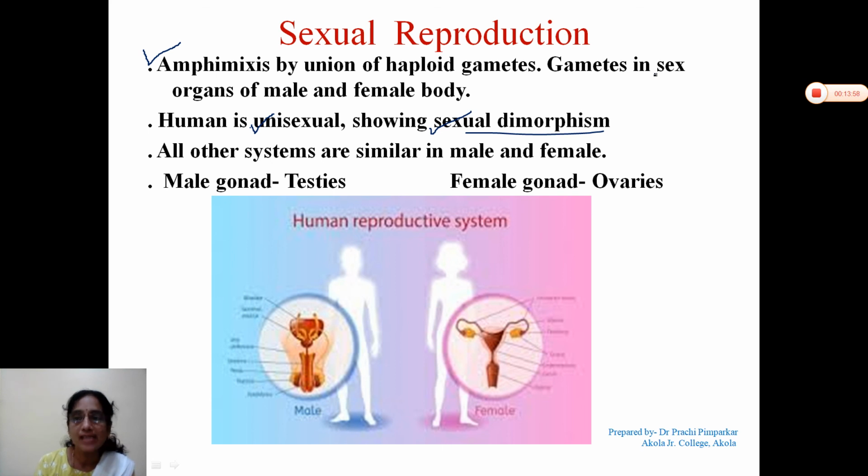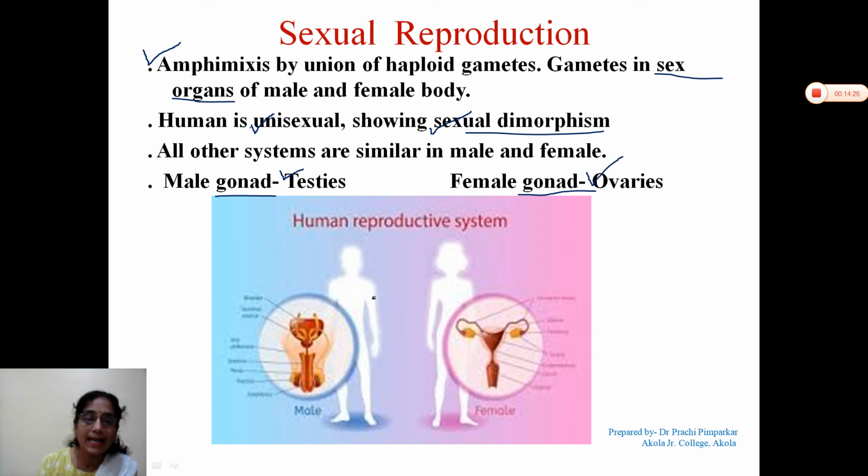Gametes in sex organs. Gametes are produced in sex organs. And these sex organs are also called gonads. Male gonad and female gonad. Okay, what is the male gonad? The male gonad is the testes. You remember these words? We are going to study in detail from the next lecture. The male gonad is the testes and the female gonad is the ovary.